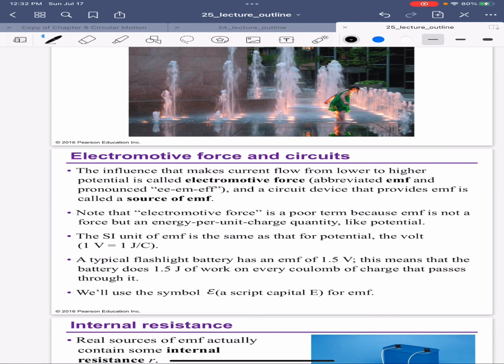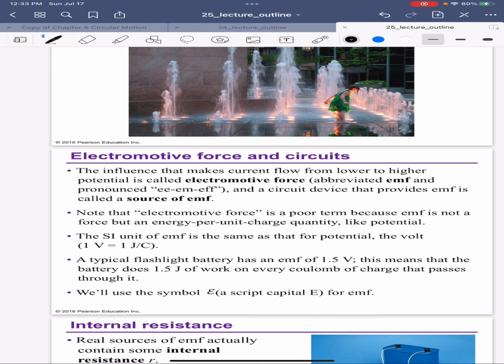The influence that makes current flow from lower to higher potential is called electromotive force, and we use EMF for it, and a circuit device that provides EMF is called a source of EMF. It can be a generator, a battery, or a power supply.